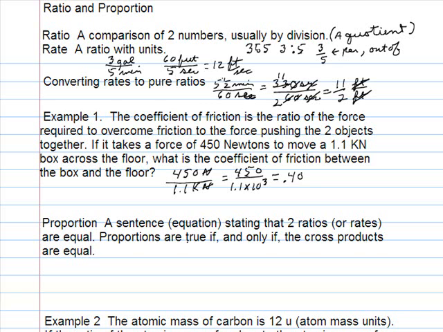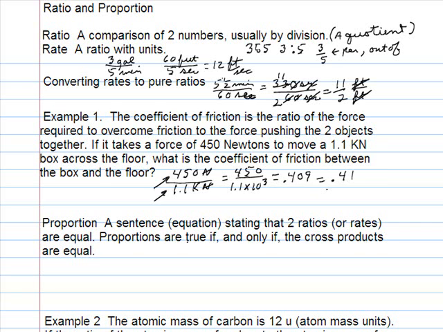If you pop that in your calculator. And since both of those were two-digit numbers, if we were using rounding rules, that would be 0.41. So the coefficient of friction between this particular box, whatever material it's made of, and the floor was 0.41.